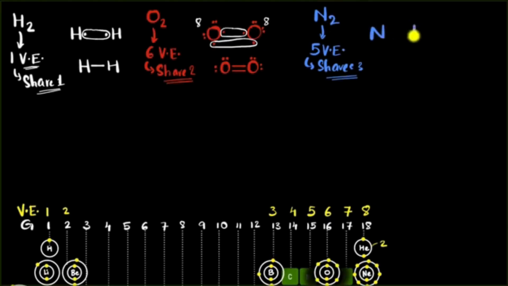And so how are we going to show that? Well, same way. We're going to draw the 5 valence electrons over here in the same way we wrote it over here: 1, 2, 3, 4, 5.